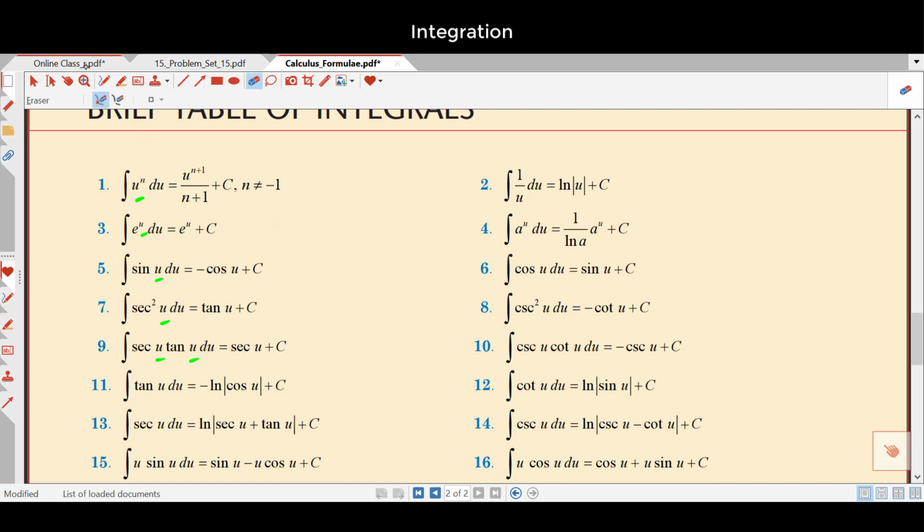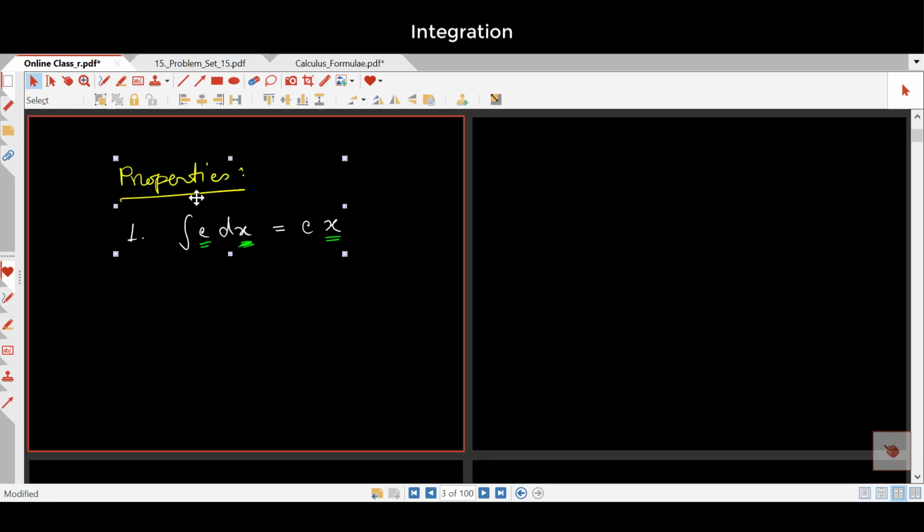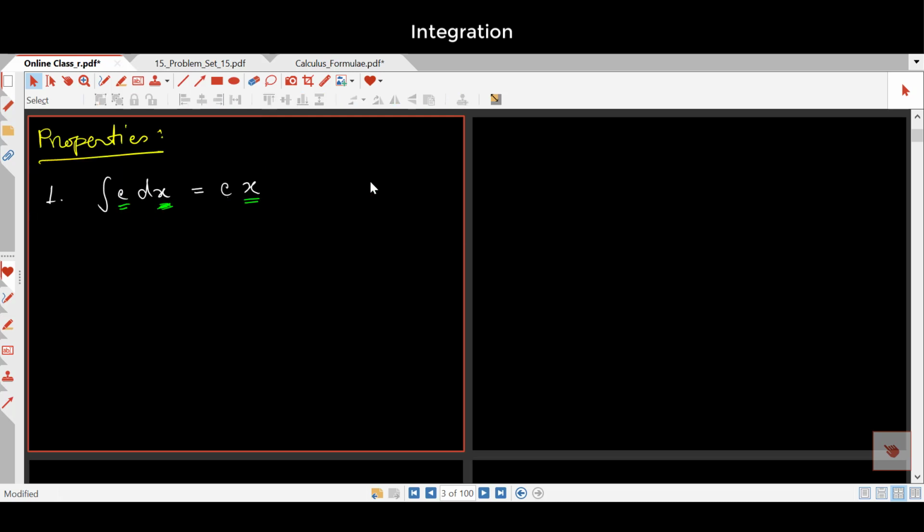If we have, let's say, minus 5 du, it will be minus 5 u. That means the variable that you have here will come in the result. Let's say we have integration of 100 dt. The result will be 100 t. That is the constant times the main variable. So that is what we know as the first property, that we are integrating a constant function. This is how we can write all the properties here. The first property is that integration of a constant is the constant times the variable.